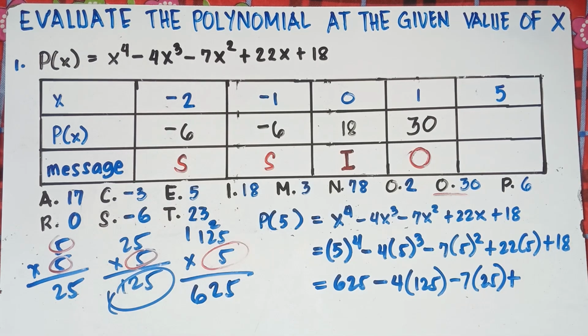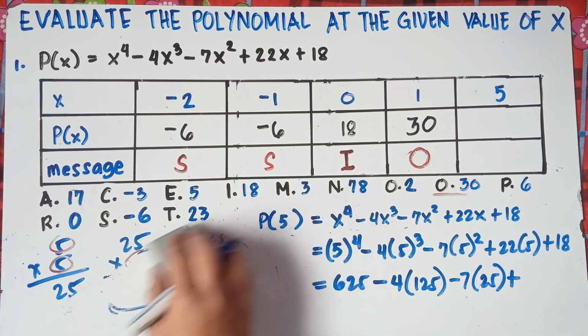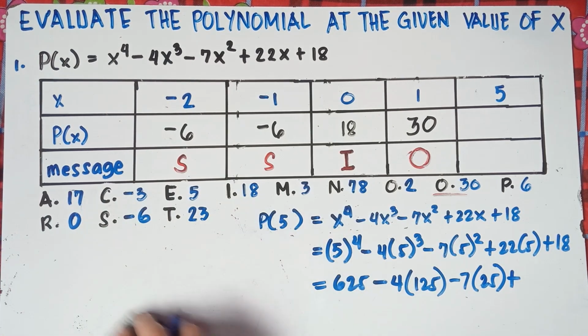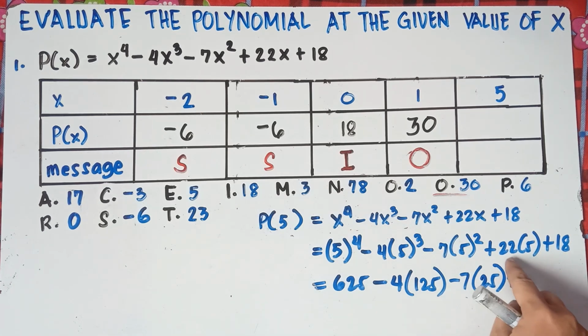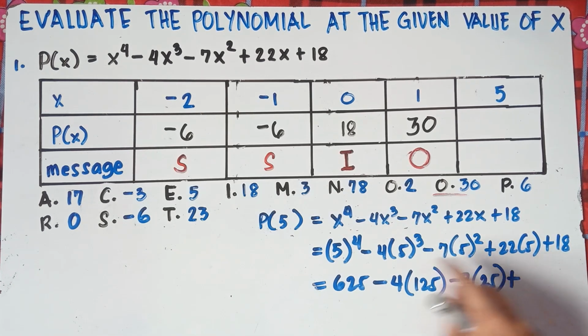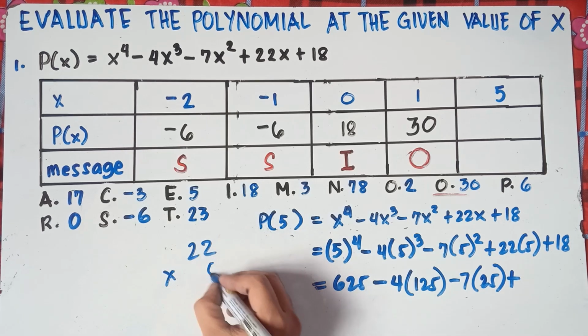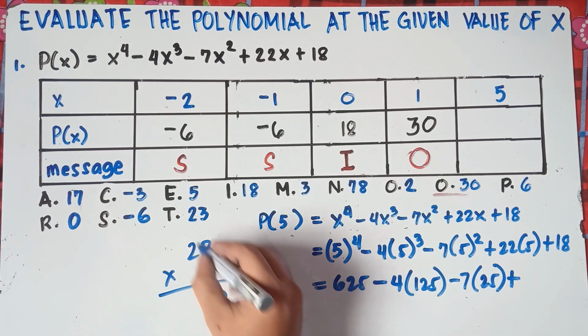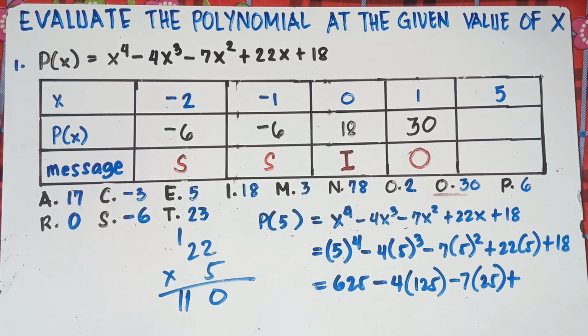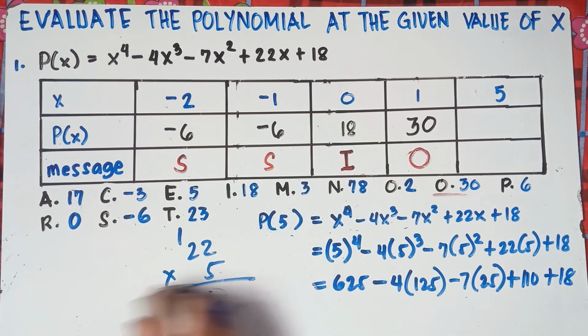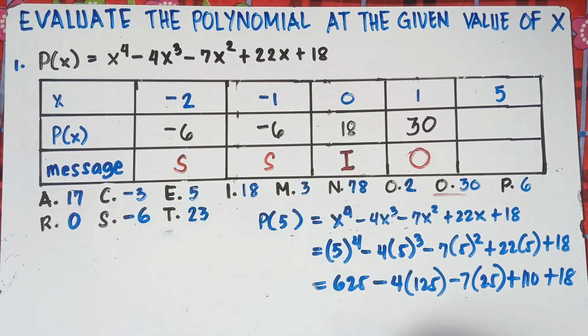Plus 22 times 5. So these are quite large numbers, class. So we need to do it step by step, class. Be careful with the signs, class. So 22 times 5, positive times positive, that would be positive. 5 times 2 is 10, carry 1, 5 times 2 is 10, plus 1 is 11. 110. 110 plus 18. Alright, and then you multiply this one. So copy 625. Then you multiply this one, negative 4 times 125.